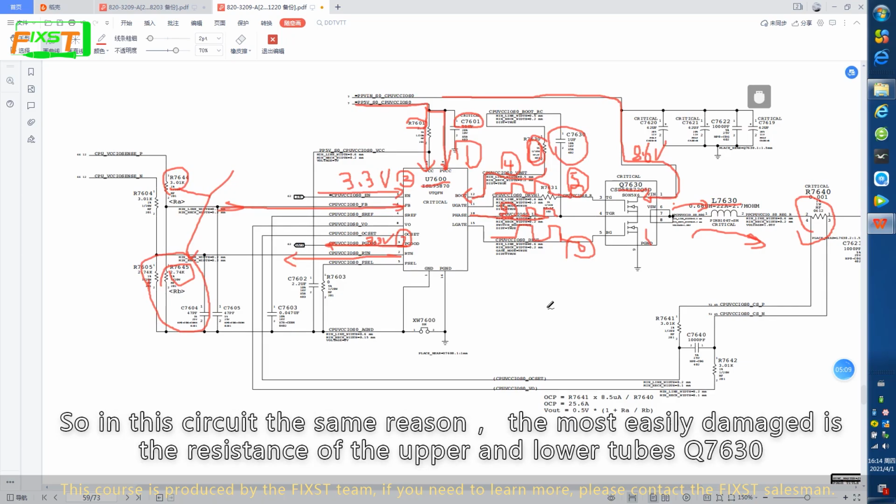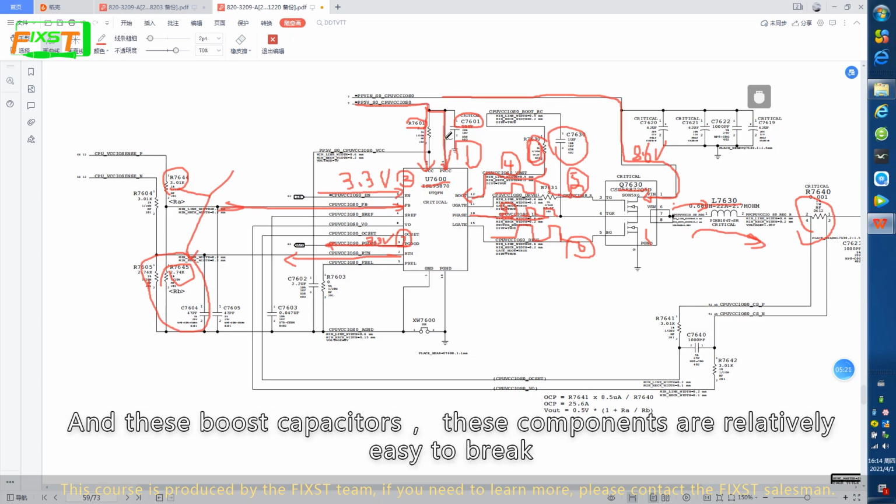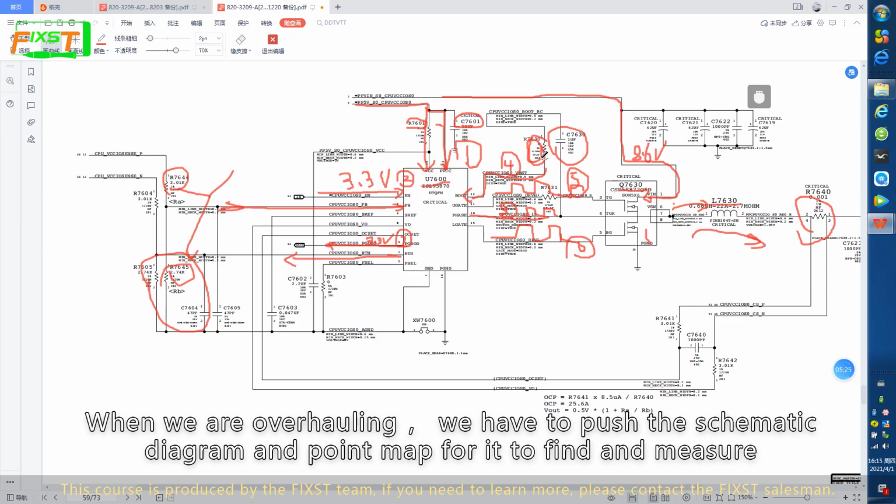So in this circuit, for the same reason, the most easily damaged parts are the resistor and the upper and lower transistor Q7630. Including our chip, the fused resistor on the periphery of the chip, and these boost capacitors. These components are relatively easy to break. When we are overhauling, we have to push the schematic diagram and point math for it to find and measure.